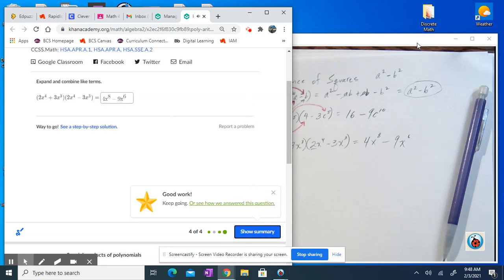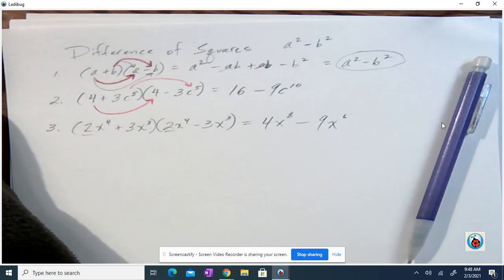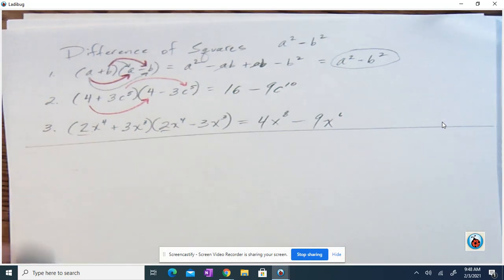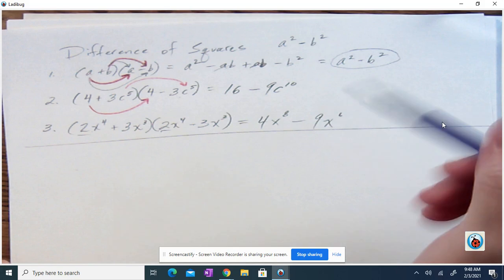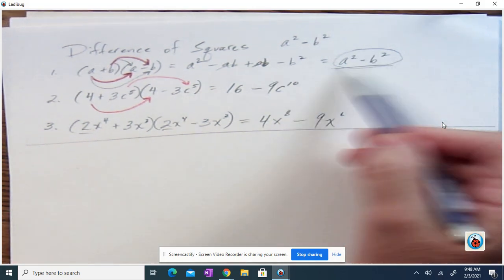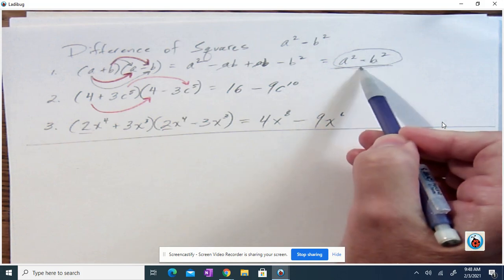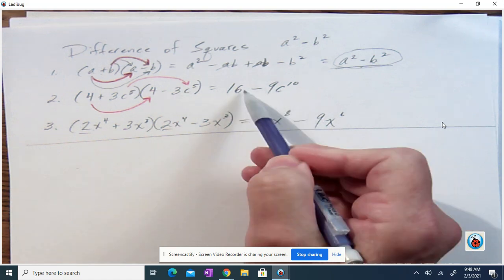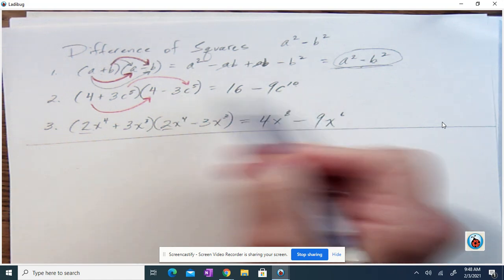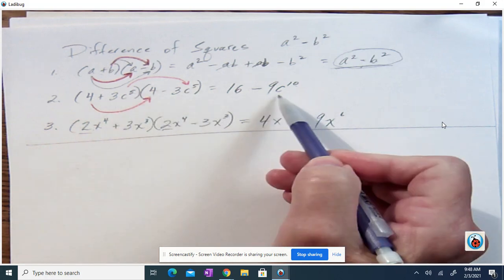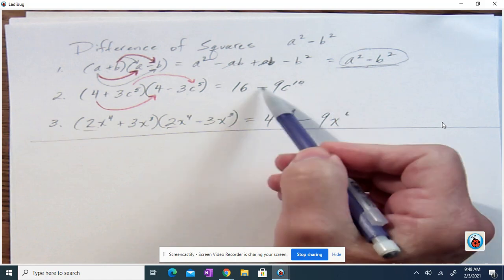I'll blow that up in case you want to copy that. So that is a quick lesson on difference of squares. What we're really interested in is working backwards. If I were to give you a squared minus b squared, could you reverse the process and go back to a plus b times a minus b? Same here. Would you know that 16 minus 9c to the 10th factors to 4 plus c to the 5th times 4 minus c to the 5th? That's the important thing, that you can work it backwards.